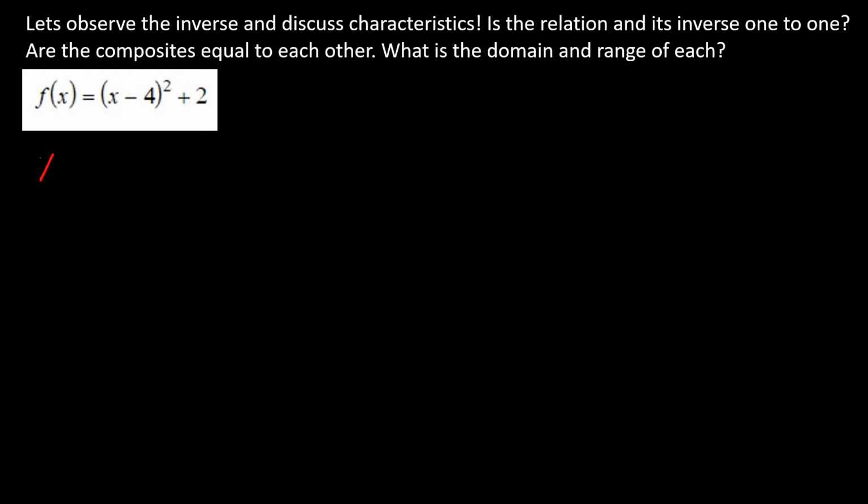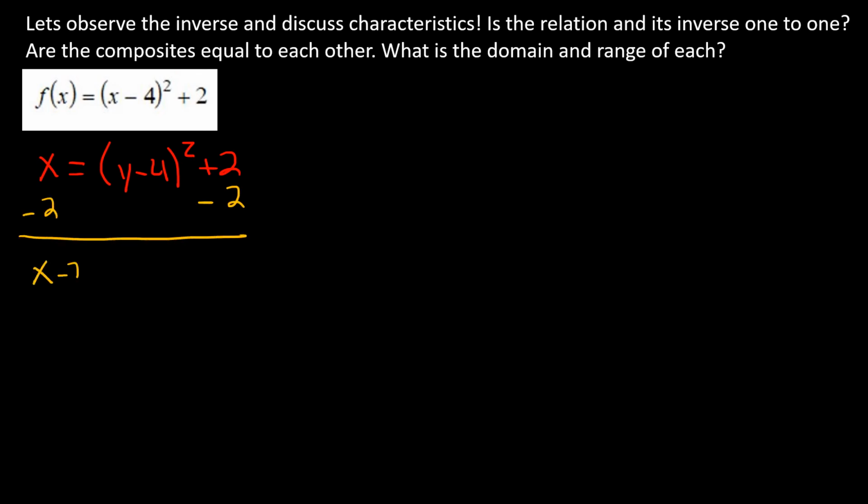So we know that we're going to go x equals y minus 4 squared plus 2. So what I did here is I already switched my x and y. We've done inverses in this video already. So then we're going to subtract 2 from both sides. So we'll get x minus 2 equals y minus 4 squared.